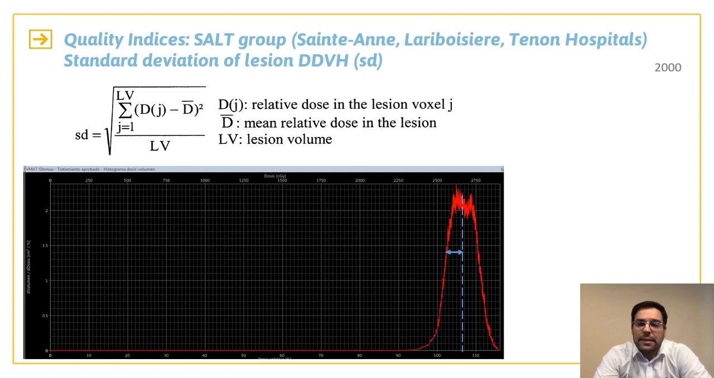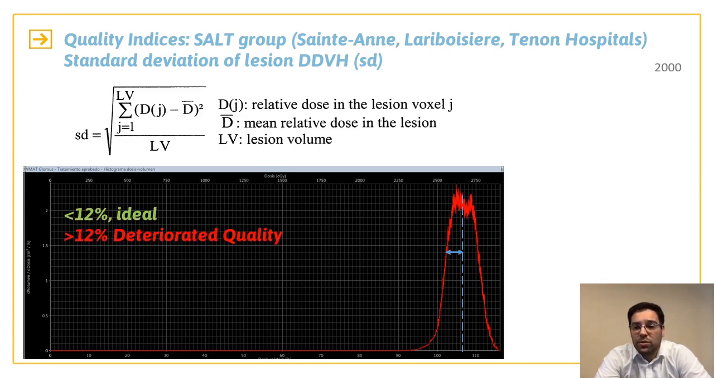The same year, the SALT group, composed of 3 hospitals in France, proposed a few indices to evaluate the quality of plans different from RTOG. One of them is the standard deviation of the lesion. For doing that, we have to set the DVH to differential mode and then evaluate the differences of relative dose in voxels of the lesion and the mean dose. The treatment planning system, like Eclipse, gives you the information of standard deviation, conformity index, and others.